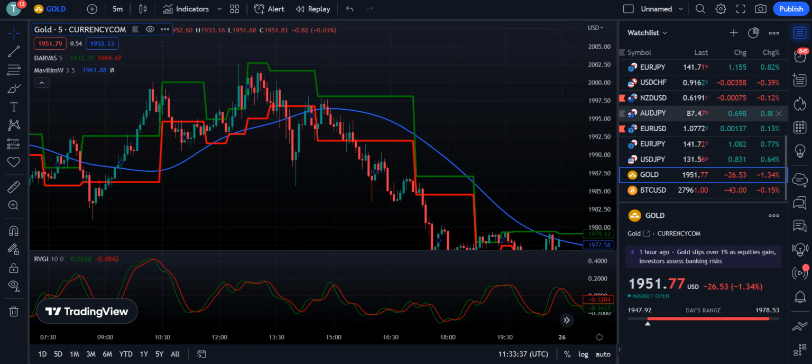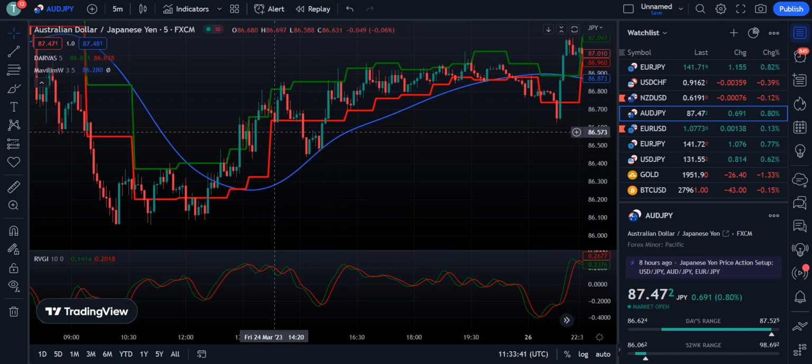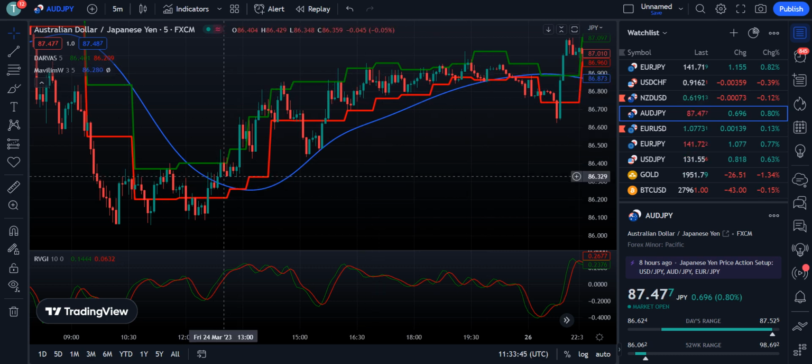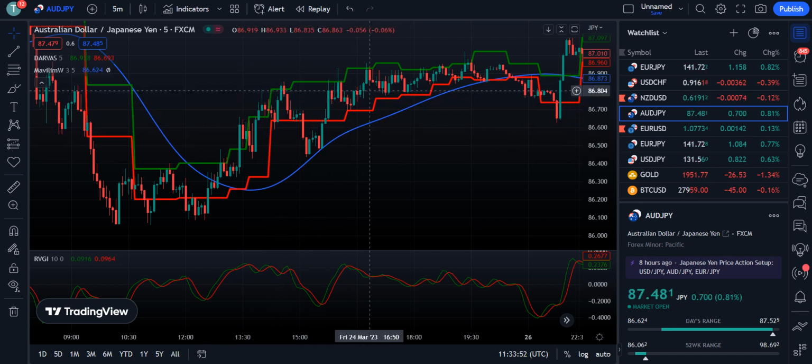So if we go to any other chart, for example AUDJPY, here also you can see that our market is going to have an uptrend from here. So it has to go above this Darvas box. It has gone above from here. But again, it is in between these two levels.